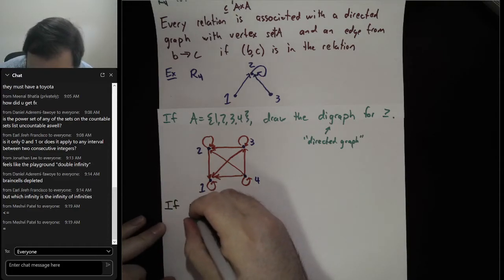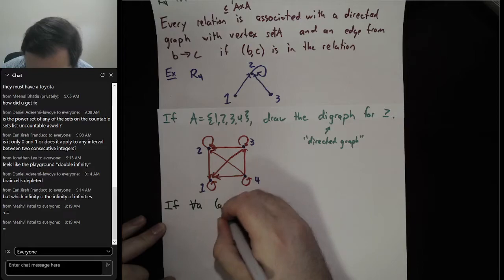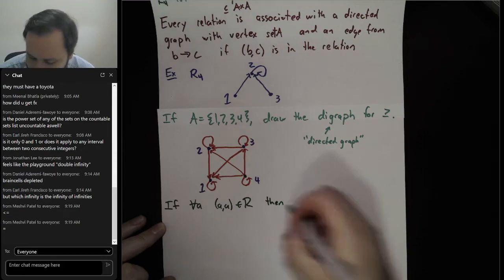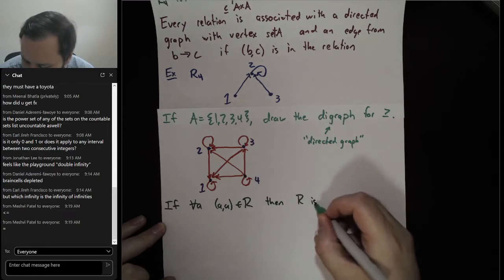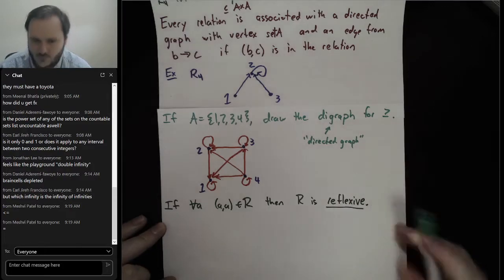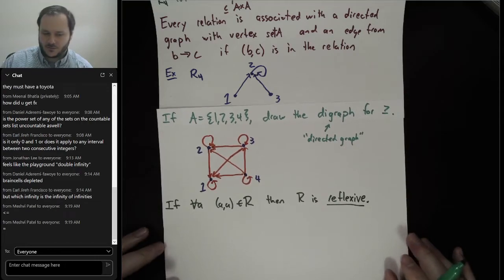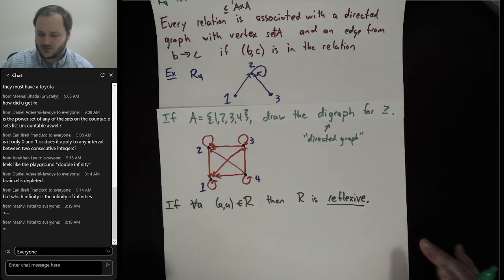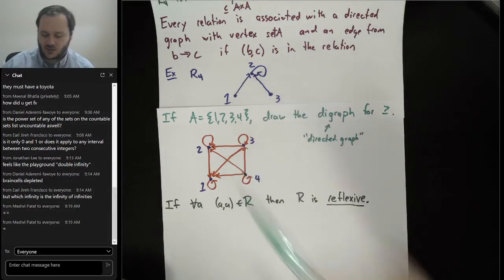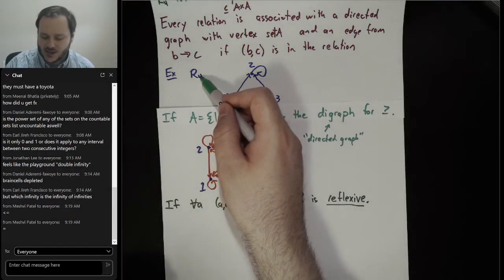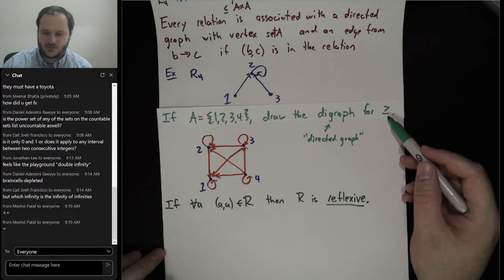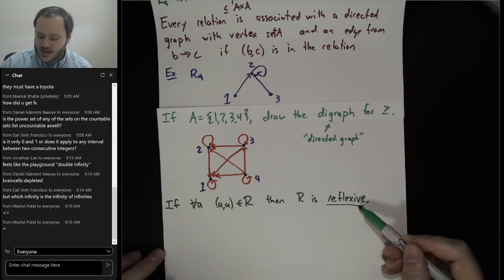If for all A, the pair A comma A is in my relation, then R is reflexive. Reflexive means everything is always related to itself. Here, 1 is related to 2, but 1 is not related to itself. R4 is not reflexive. But every number is greater than or equal to itself. So greater than or equal to is reflexive.